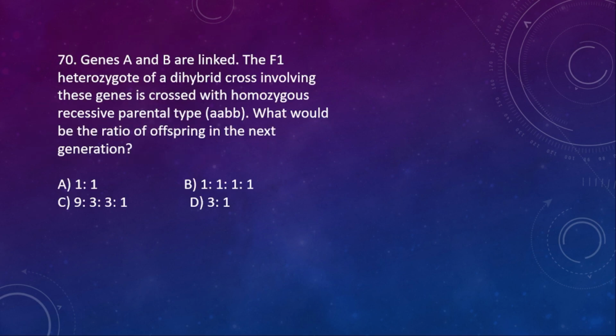Next question, question number 70. Genes A and B are linked. The F1 heterozygote of a hybrid cross involving these genes is crossed with homozygous recessive parental type, small a, small a, small b, small b. What would be the ratio of offsprings in the next generation? In the next generation he is asking. So here the right option will be option A, 1:1 it must be.